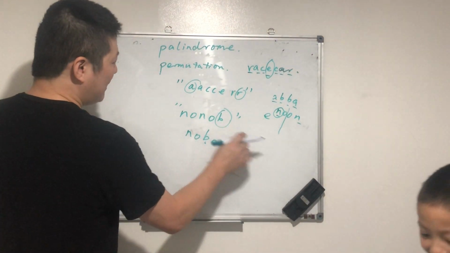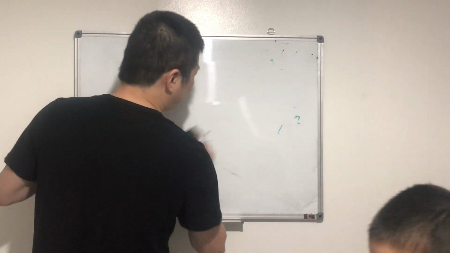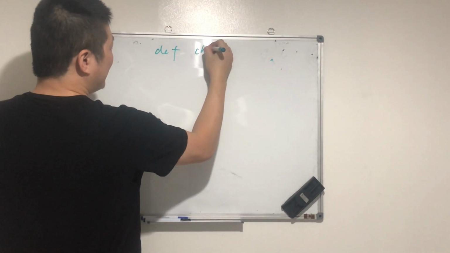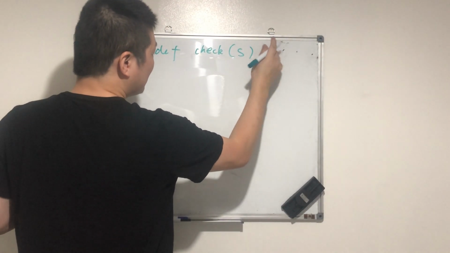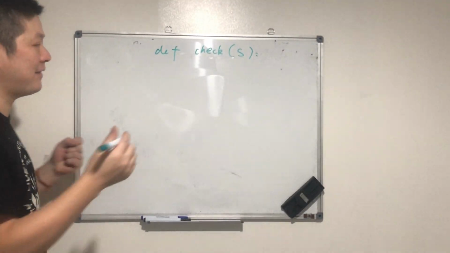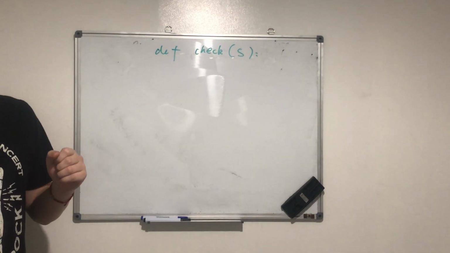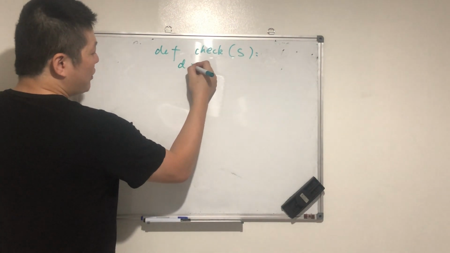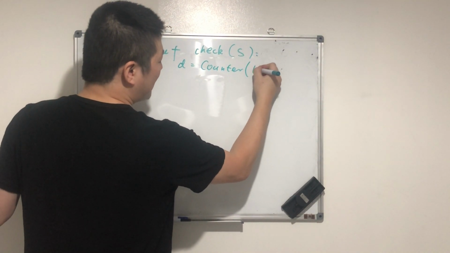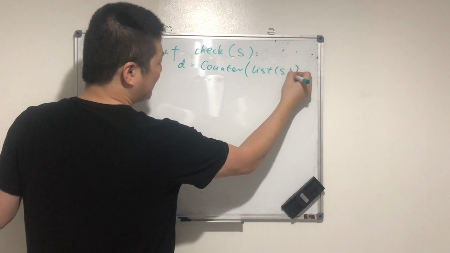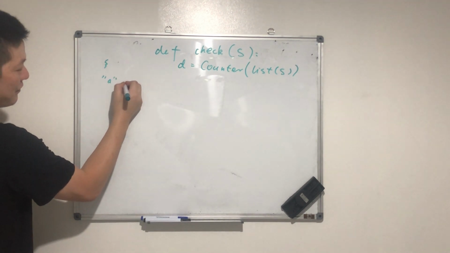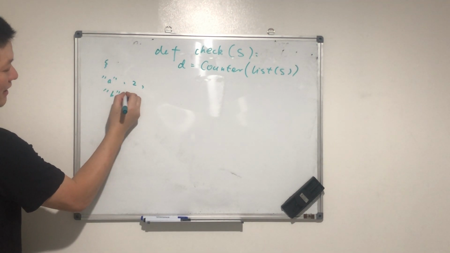Okay. So let me just write this program. Define a function check for S. Okay. Now we want to use the counter, right? Dictionary equals counter, and then we turn this S into a list of the string S, right? Now after this we have the dictionary which has different counts, right?